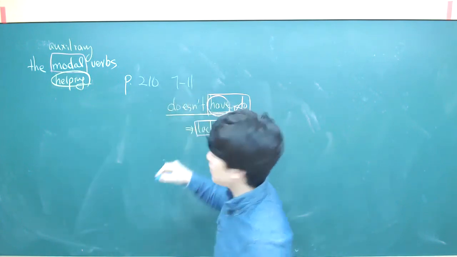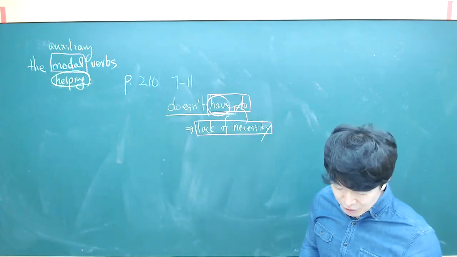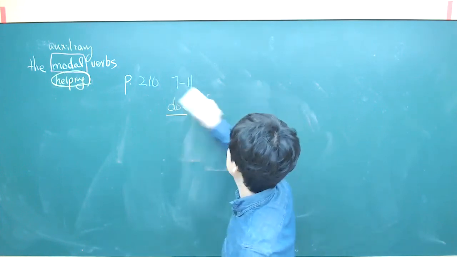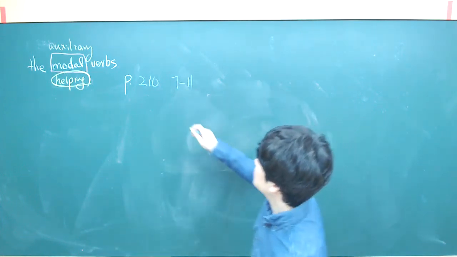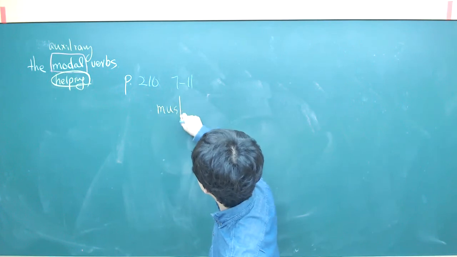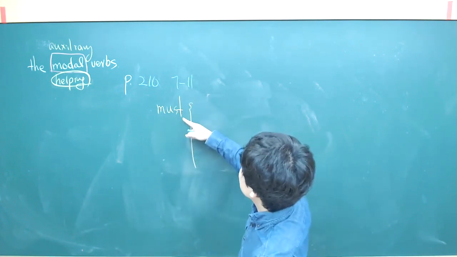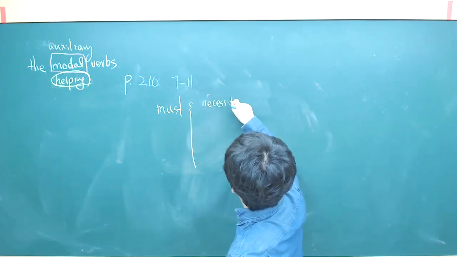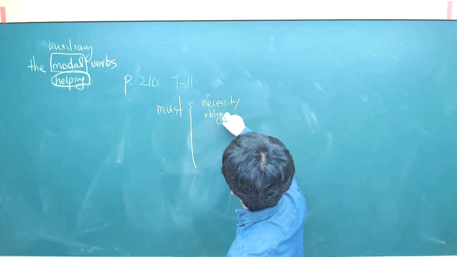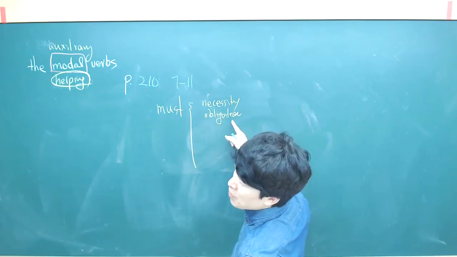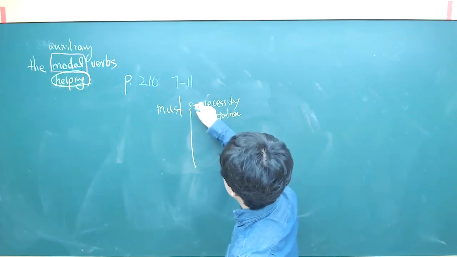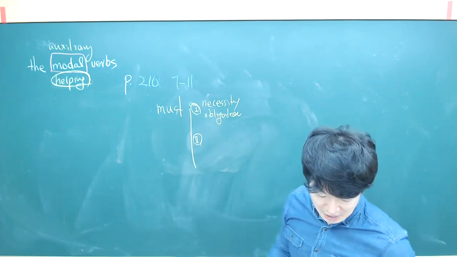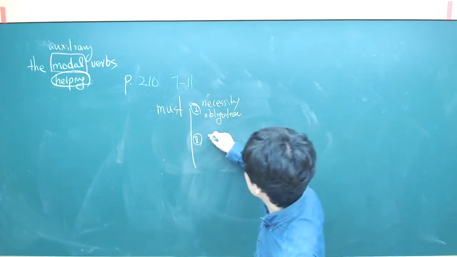7-11, making logical conclusions, must. Oh, must. Must is very versatile because must can indicate a condition of necessity or obligation. You must follow the orders of your parents. But at the same time, must indicates a condition of making logical conclusions.